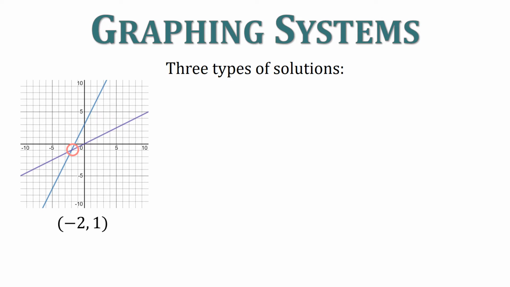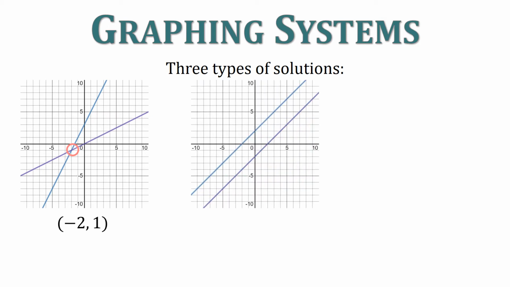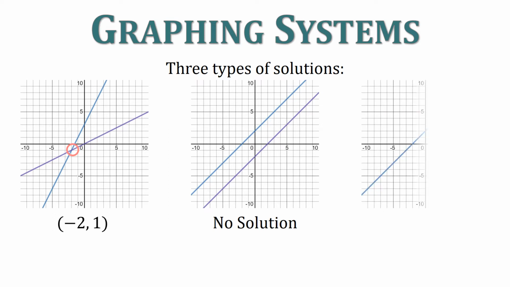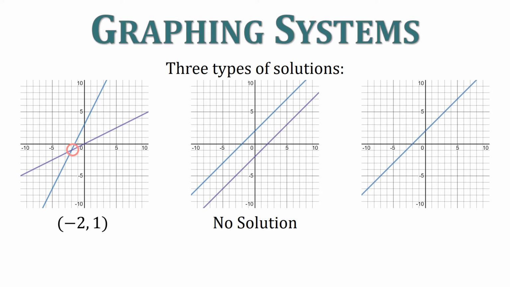That's one possibility. Now, what happens if you graph 2 lines and they're parallel? Okay, here we don't see an intersection, do we? No. So guess what? The solution is no solution. There is no solution.